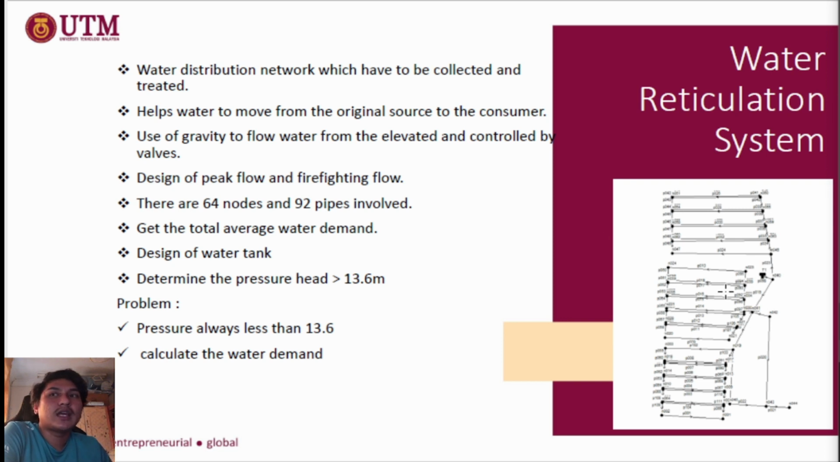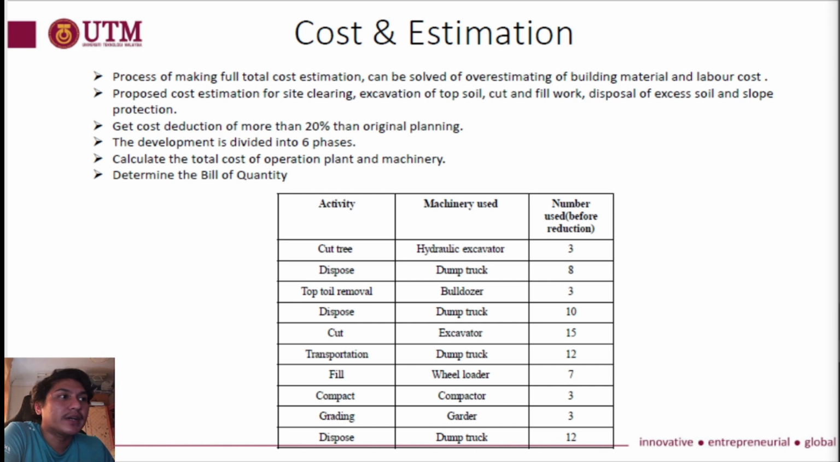I want to tell you the problem that we faced in our design in water reticulation is the pressure head of each pipe is always less than 13.6 meter. To solve the problem, we have to change the diameter of the particular pipe and the elevation of the pipe. The second problem is in determining the water demand, because there are various types of residential in our proposed development area. So I will continue with the last department, which is cost and estimating.